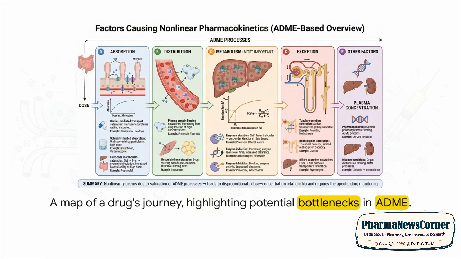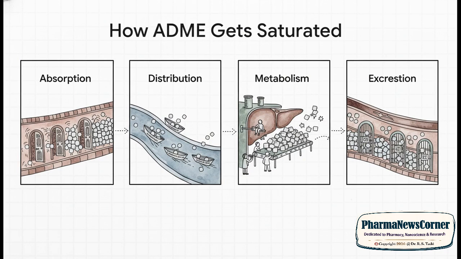What it shows is that at every single stage, from absorption in the gut to distribution in the blood, metabolism in the liver, and finally excretion by the kidneys, there are potential bottlenecks where our body systems can just hit their absolute limit. So let's break each of these down. Okay, so let's follow the drug. During absorption, the carrier proteins in our gut can get maxed out, which is something we see with a drug like gabapentin.